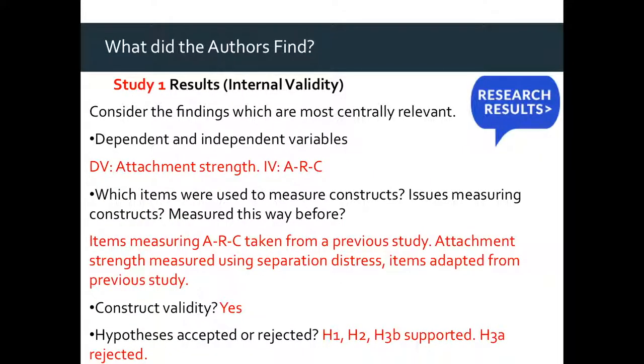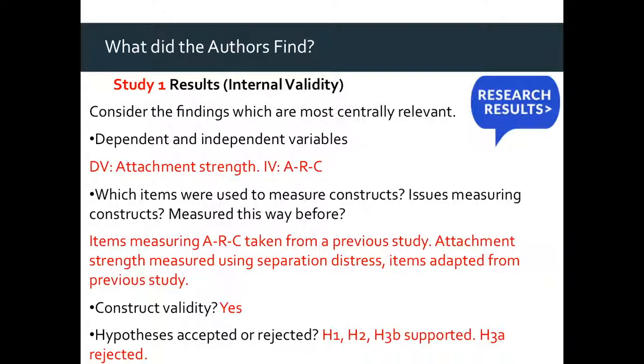So, what did the authors find? Here we go. What happens in terms of the results? Study 1, you can see that basically hypothesis 1, 2, and 3A and 3B were tested. It was found that hypothesis 1 and 2 and 3B were supported, but 3A was rejected. And you can see here that the dependent variable was the attachment strength, and ARC were the constructs that were tested as independent variables.